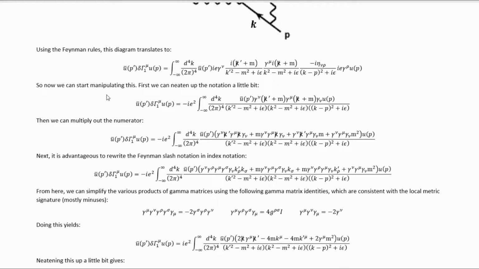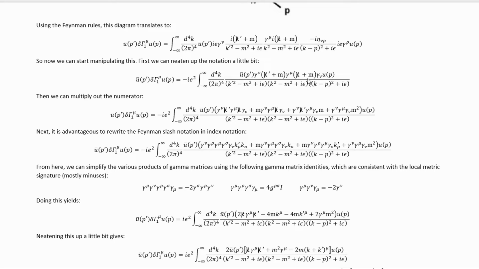Now we can start manipulating this. First, neatening up some of the notation gets us to here. Then we can multiply the numerator out. There are a number of factors there, and we can multiply those out.